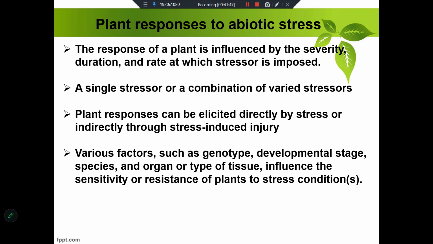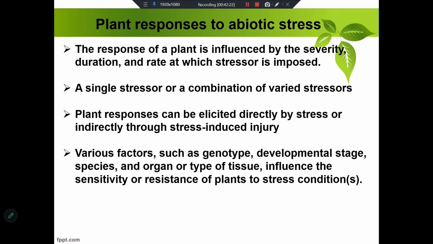Those responses can depend on the severity, the magnitude of the stress condition or the magnitude of the stressor, and duration, how long that particular stressful condition is available, or how long that plant has been facing the stress condition, that is the duration, and rate. Okay, so duration and rate are different. Rate means at a given period of time, how much stressful conditions.